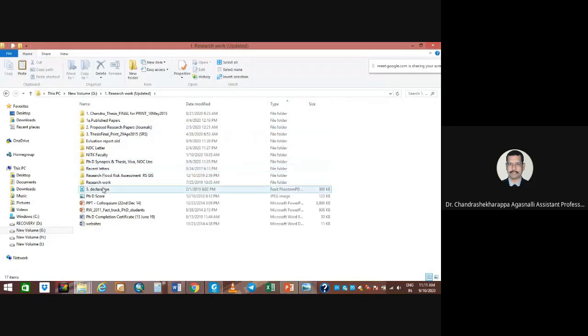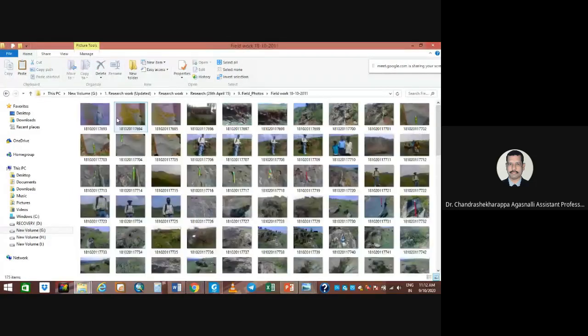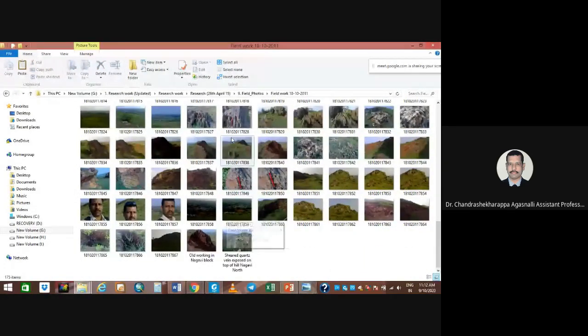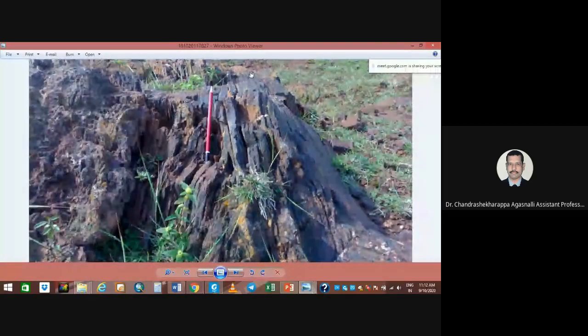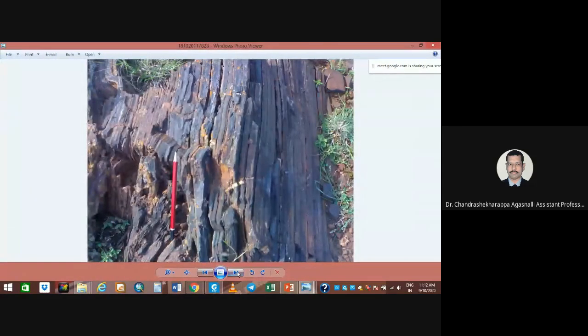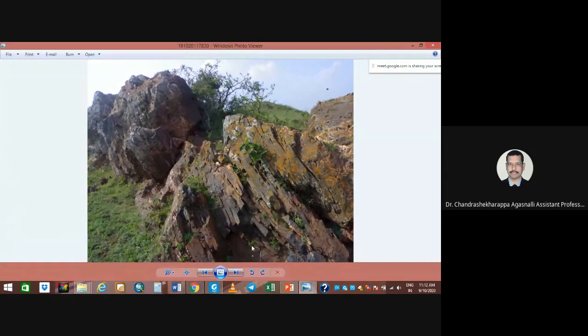Let me show you the field photographs. How the iron ore looks, you can see the iron ore from there. Yeah, this is how iron ore looks in the field. There is a lot of difference between your lab specimen and the field. Here you can see this is how it looks, the steel gray color iron ore in the field itself. Yeah, this is not an iron ore, it's a metal salt. Yeah, this is an iron ore.